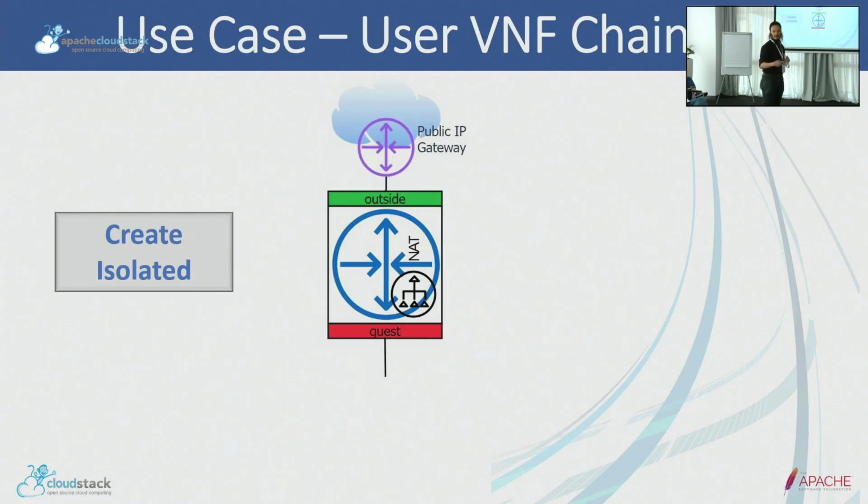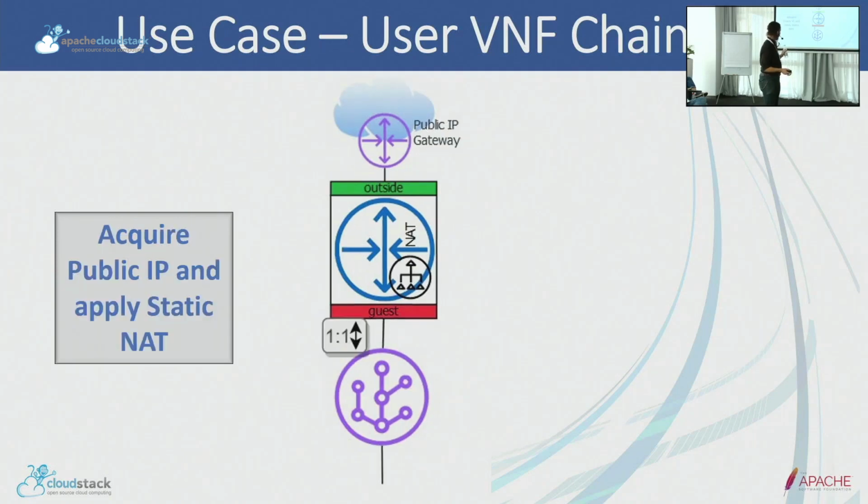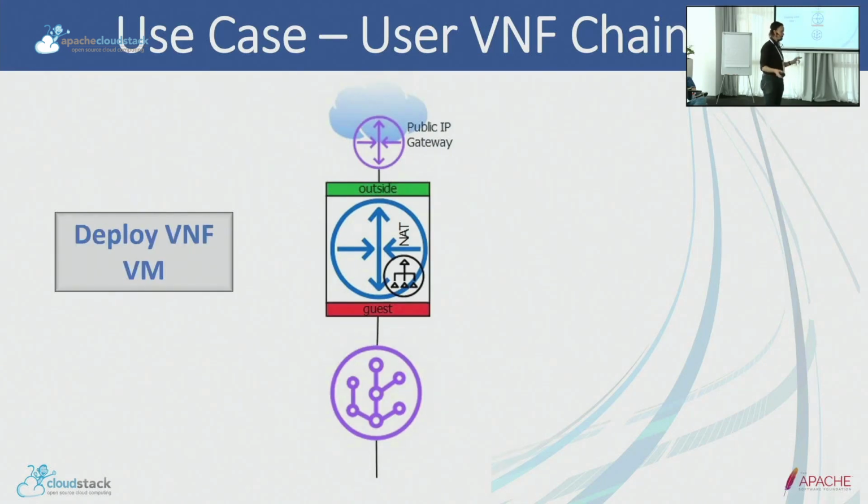So in that case, we had just one VNF. But we talked before about service chaining. So let's see how an end user can chain services. We go through the same steps that we did before. Create an isolated network, deploy the VNF VM, static NAT, just one-to-one, create the layer 2 network just as a proxy for a VLAN selection.